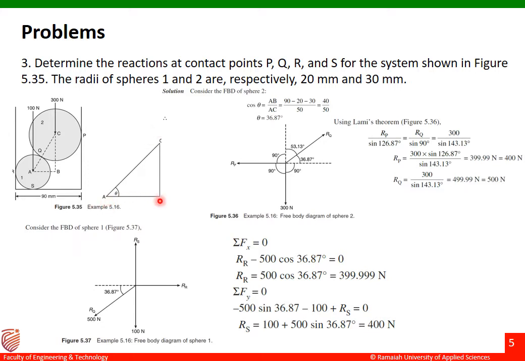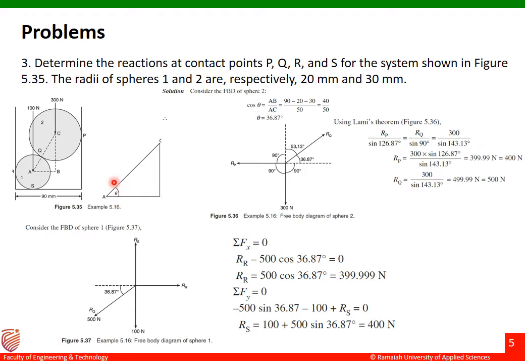Next we have to find out the distance AB. For that, what is the total width? Total width is 90. 90 minus radius of sphere 1, minus radius of sphere 2. That is 90 minus 20 minus 30. You'll get the answer as 40 mm. This is 40 mm and this is 50 mm.